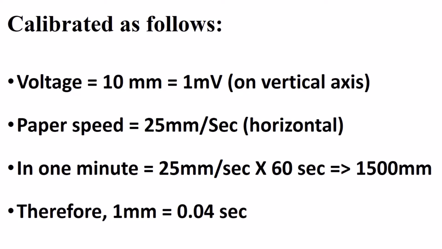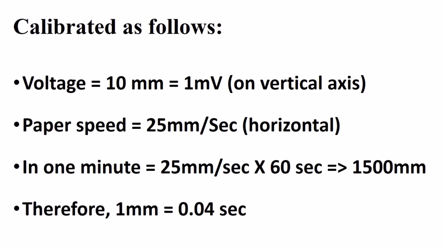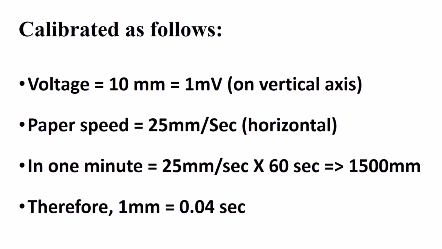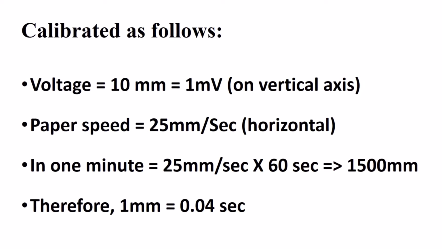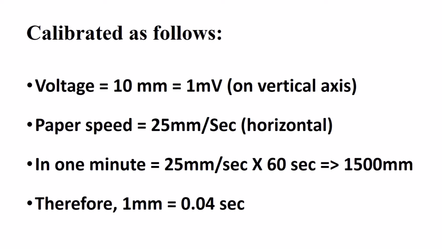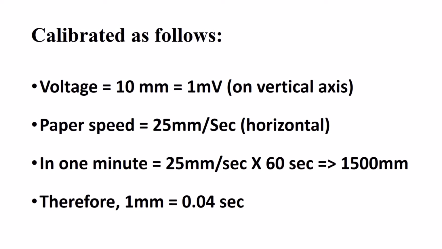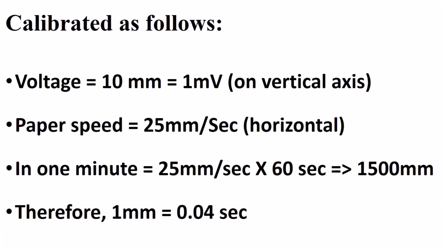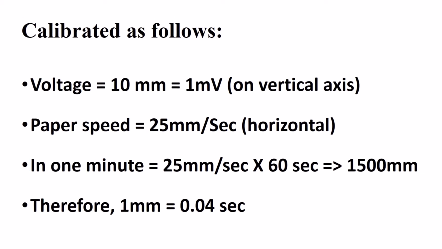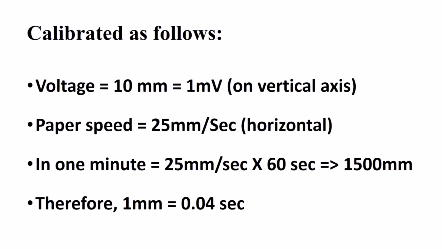First, we want to remember one thing, that is voltage. The voltage is 10 mm equal to 1 millivolt, that is on the vertical axis. Paper speed is 25 mm per second, that we want to remember on the horizontal axis. In 1 minute, 25 mm per second multiplied by 60 seconds gives 1500 mm. Therefore 1 mm equals 0.04 second. This is how the calibration is done.